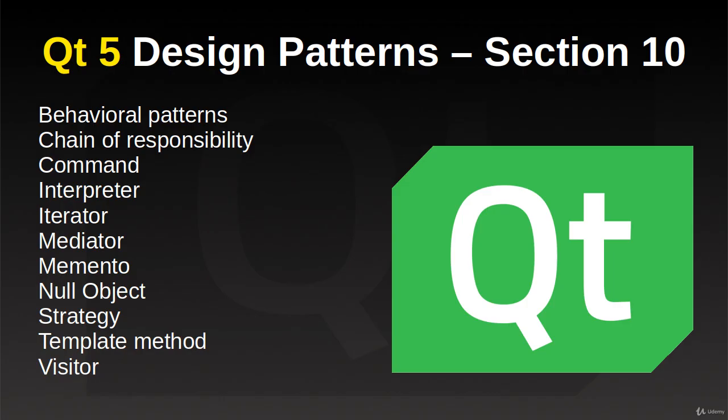The null object, which is basically what do you do if there is no object? How do you act? And then the strategy, which encapsulates an algorithm inside of a class. The template method, defer the exact steps of an algorithm to a subclass. And the visitor, which is a little bit confusing, but it defines a new operation to a class without changing the class.